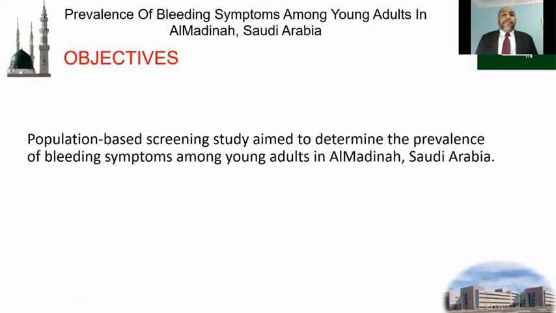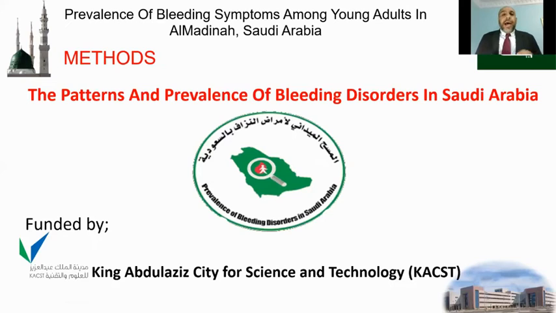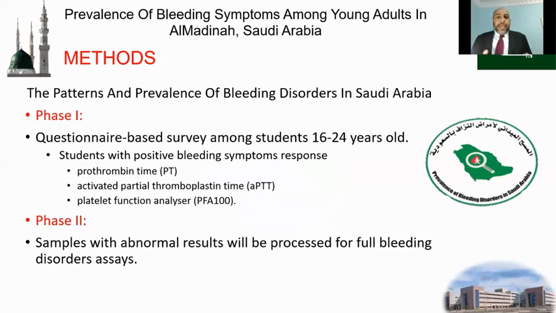This is just an example. In this study, we ran a population-based survey where we surveyed people who suffer from bleeding tendency symptoms. This is actually part of a bigger project, which is the pattern and prevalence of bleeding disorders in Saudi Arabia, and this has been funded by CACS. And what I'm presenting today is part of this project.